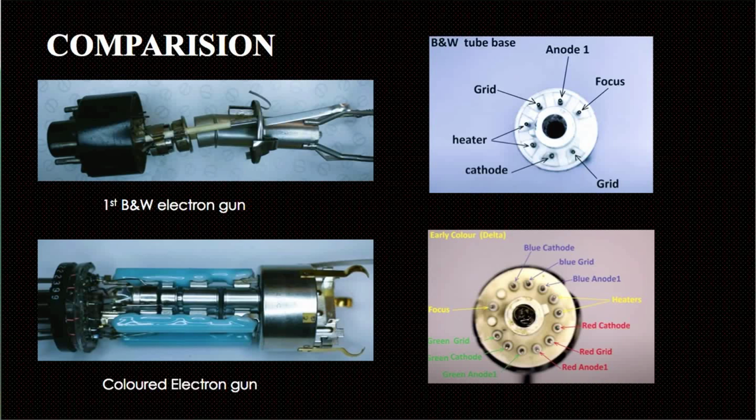Now here is a comparison picture. On the top you can see the electron gun used in black and white TV, and at the bottom you can see it's a colored electron gun. On the top it is the first black and white electron gun used in TV, and on the right hand side you can see one-sided view of the electron gun of the colored and black and white TVs.